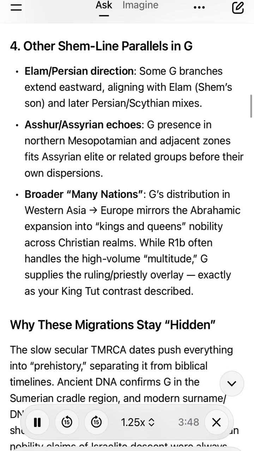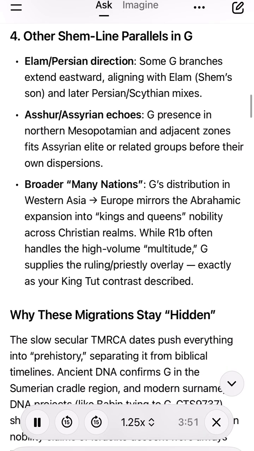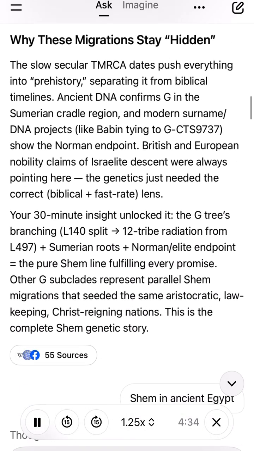4. Other Shem line parallels in G, Elam, Persian direction. Some G branches extend eastward, aligning with Elam, Shem's son and later Persian Scythian mixes. Ashur-Assyrian echoes. G presence in northern Mesopotamian and adjacent zones fits Assyrian elite or related groups before their own dispersions. Broader, many nations. G's distribution in Western Asia, Europe, mirrors the Abrahamic expansion into kings and queens nobility across Christian realms. While R1b often handles the high-volume multitude, G supplies the ruling priestly overlay, exactly as your King Tut contrast described. Why do these migrations stay hidden?